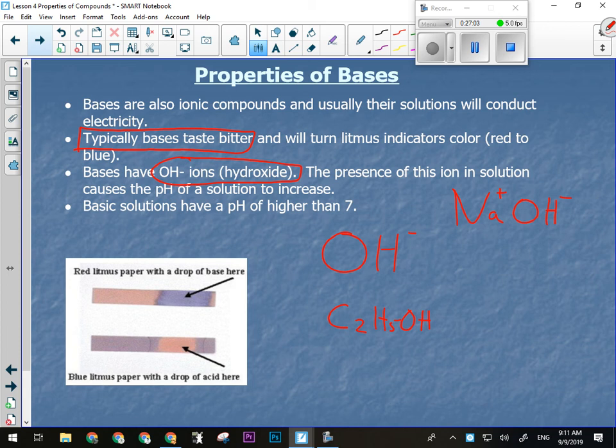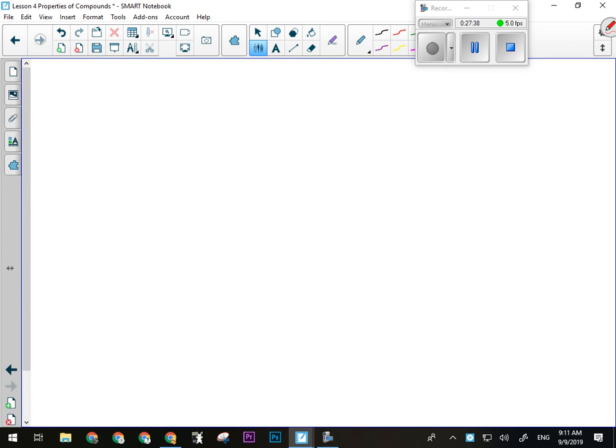So basic solutions have a pH that's higher than 7. Acidic solutions obviously have a pH that's less than 7. We don't generally consider something to be a cause for concern unless it's significantly higher or lower than 7. Like, we don't even consider rain to be acidic, like acid rain, until it has a pH of less than 4, because actually most rain is 5 or 6. Acid rain is obviously worse than that. Questions on that? All right. So those are some of the things that we need to know.